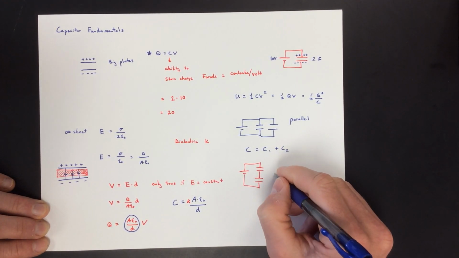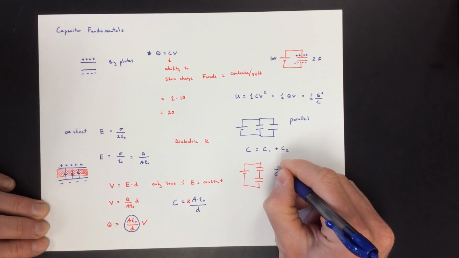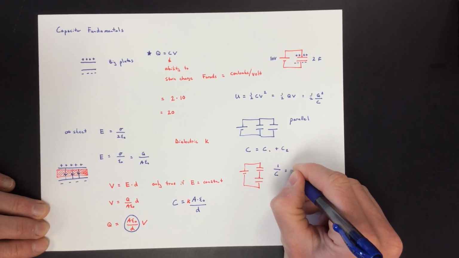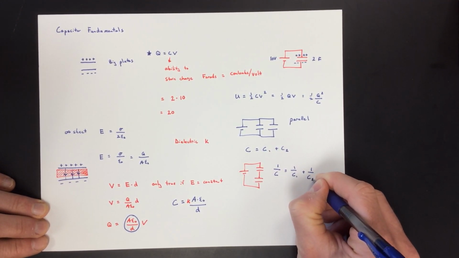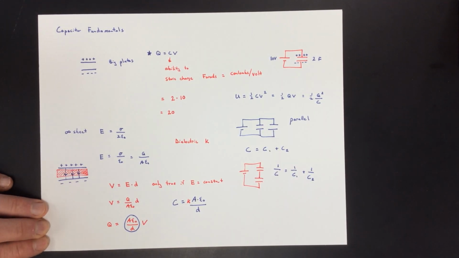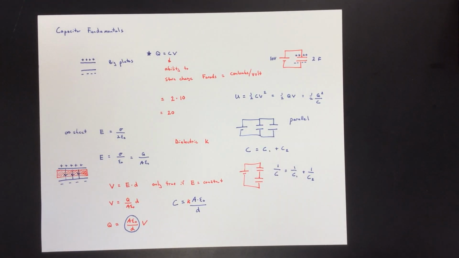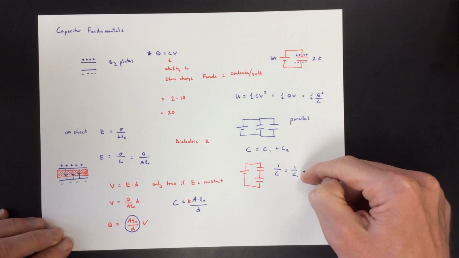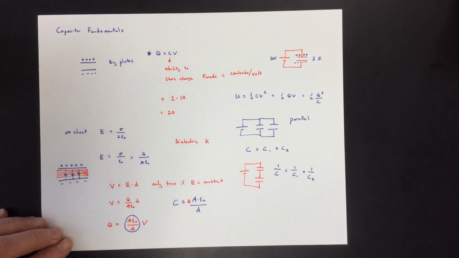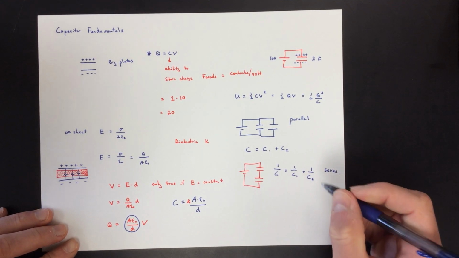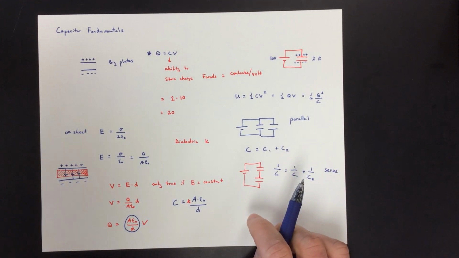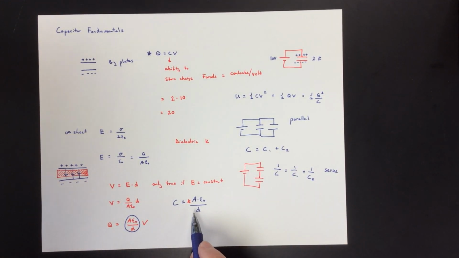In this particular case, 1 over the total capacitance is 1 over the capacitance of the first one plus 1 over the capacitance of the second one. Again, there'll be another video where you can see why these two things are true for these scenarios. This is capacitors in series, and that's capacitors in parallel. That's how you find the capacitance of a combination.